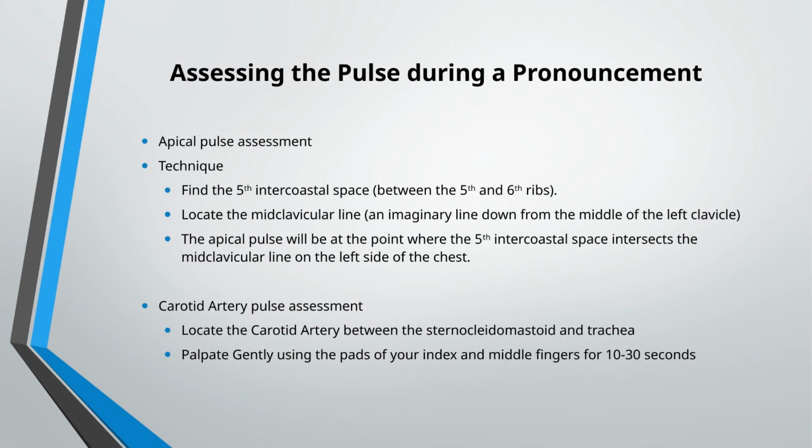When performing a pronouncement, utilize one of 2 points to check for a heartbeat. First, the apical pulse, that's located at the 5th intercostal space, mid-clavicular line on the left chest. Use a stethoscope to listen for heart tones. The alternative site, the carotid pulse, is located between the trachea and the sternocleidomastoid muscle. Use the pads of your index and middle finger and gently palpate for 10 to 30 seconds. If no pulse is detected in either location, and there are no signs of respiration or consciousness, you may begin to confirm death.